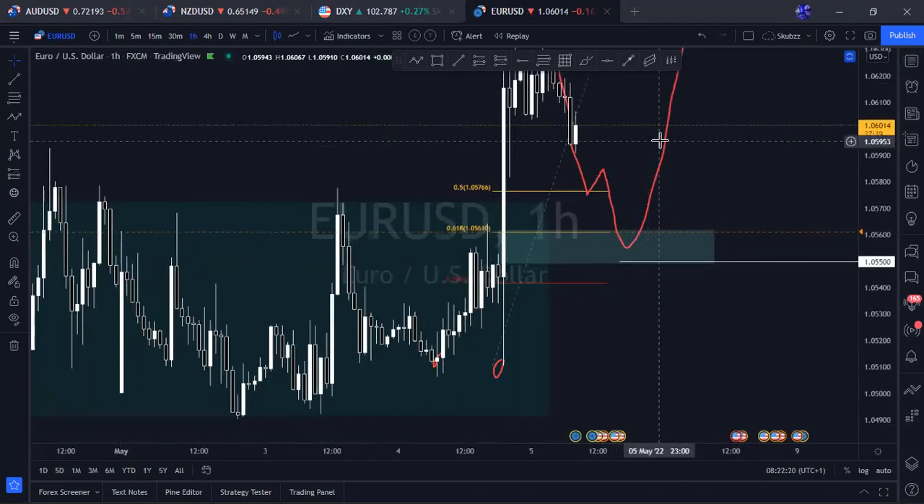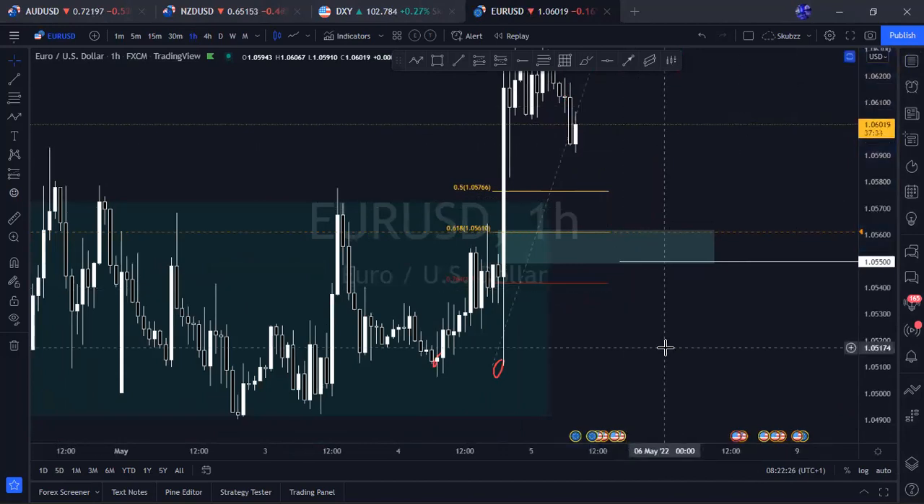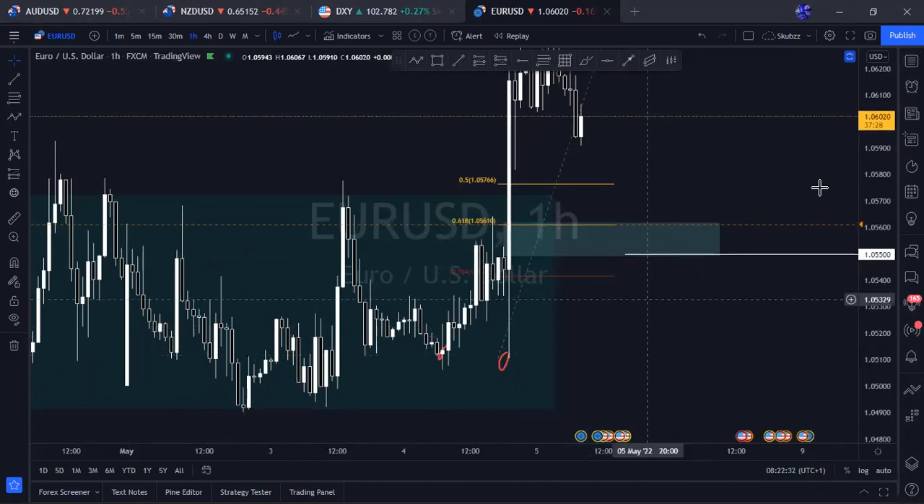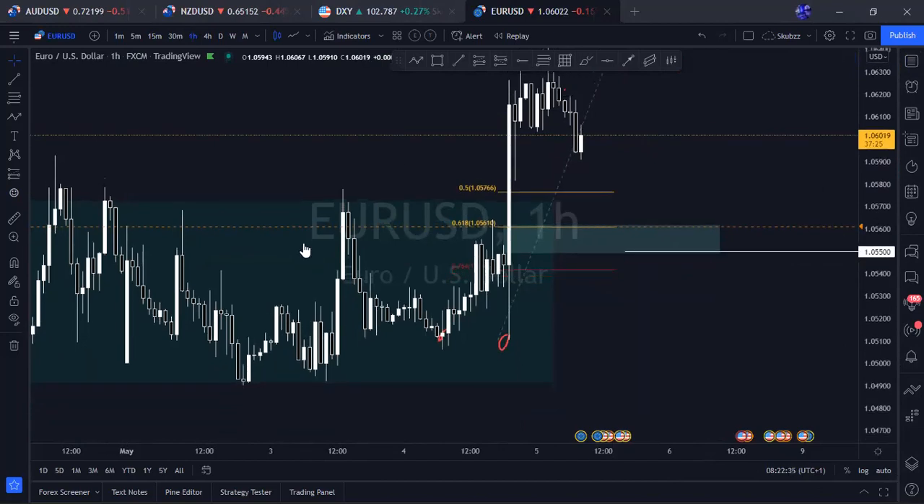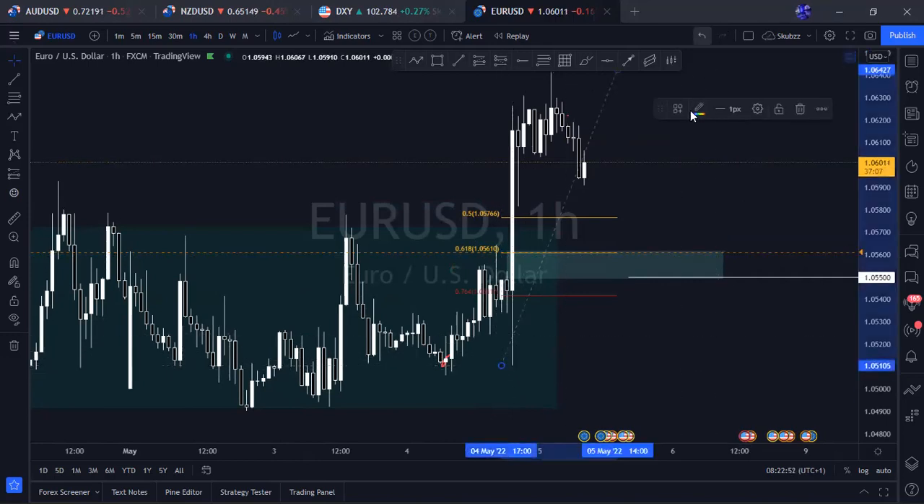I was wondering why you're not taking into consideration the wick when you use your fibs; you only used it on the body of the candlestick. Okay, so you're asking why I don't take the wicks of the candle. I actually take the wicks of the candle. Let me take the fib back to what it is originally. You can see that I actually take the wicks.